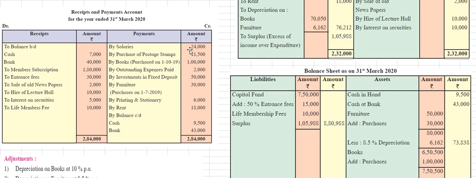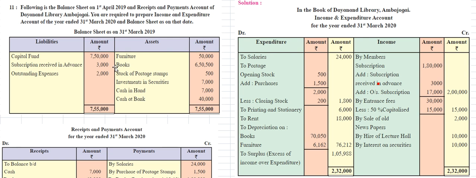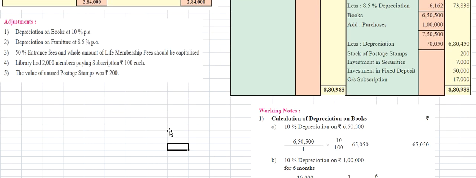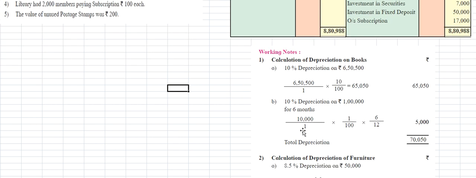Means when they are purchased in the month of October, so October, November, December and January, February, March. So it's 6 months, we need to take a 6-month timing period duration. So it is 10%, 6 months: 1 lakh divided by 1 lakh into 10 divided by 100 into 6 divided by 12. So the amount is 5,000 rupees. 65,000 plus 5,000 is 70,050 rupees as the depreciation amount.